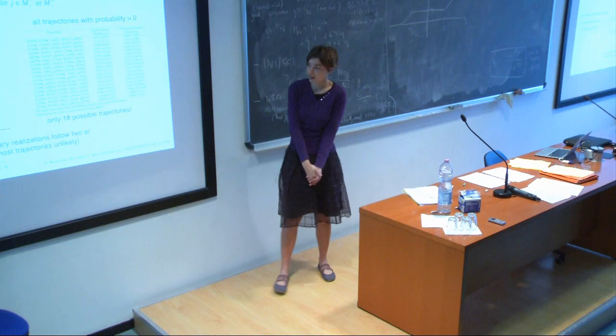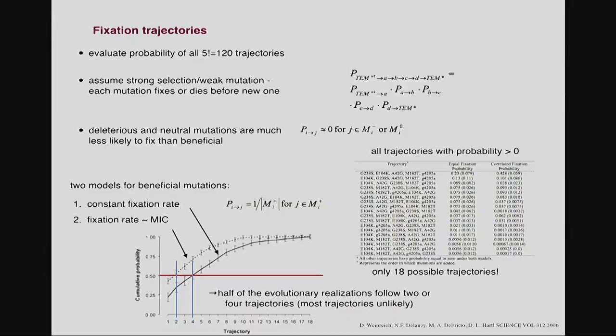And in fact, if you plot the cumulative probability of the trajectories, if you want this cumulative probability to get to a half, you don't need many trajectories. So depending on the model, two or four trajectories basically capture half of the total probability. So they take up most of the space. So you can take this down even from 18 to essentially two most likely trajectories.